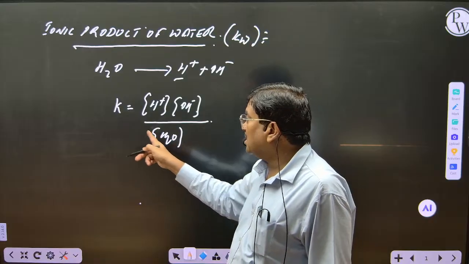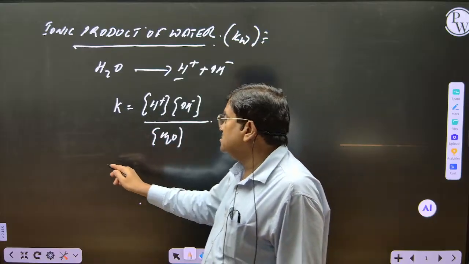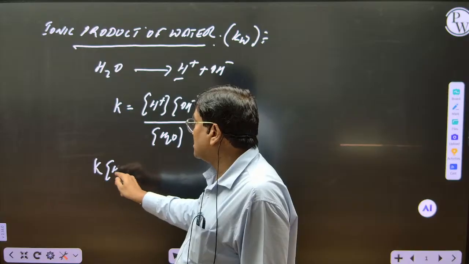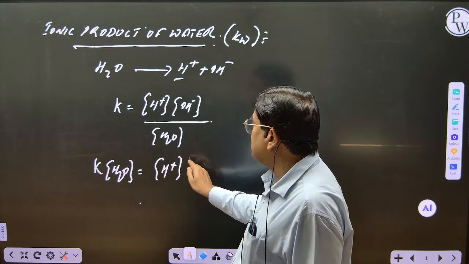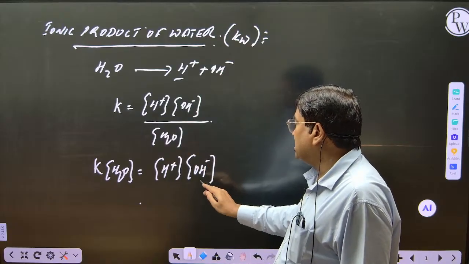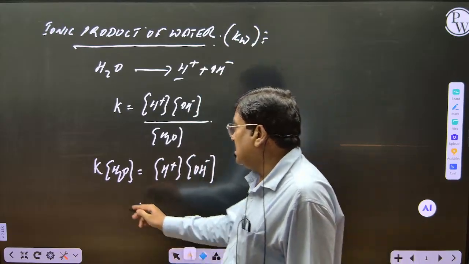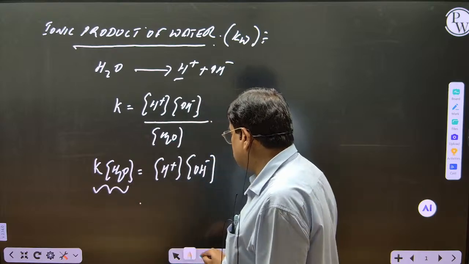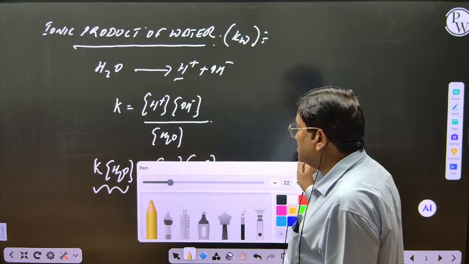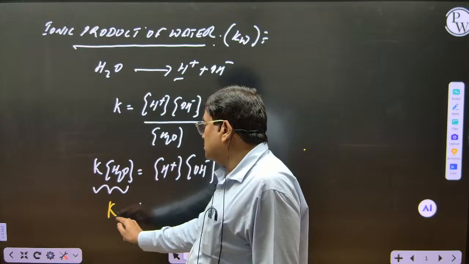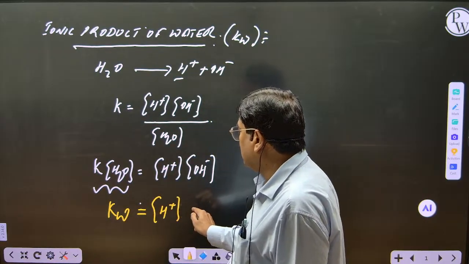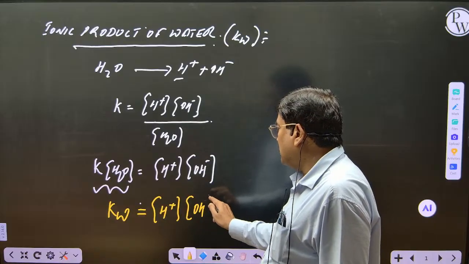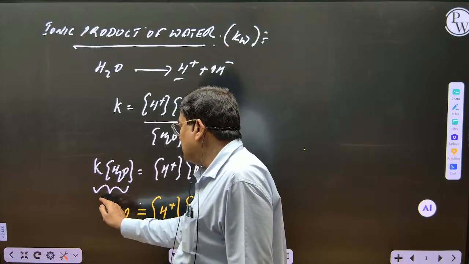Now I bring this water to the left side. So K is a constant, water is a constant. Then what should I write? H plus ion concentration into OH minus ion concentration. And this K is constant, water is a constant, and that we wrote in terms of KW. So therefore KW is nothing but the product of hydronium ion concentration and hydroxyl ion concentration at a given temperature.